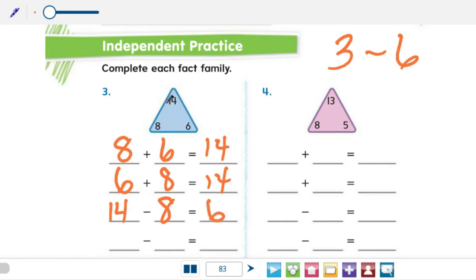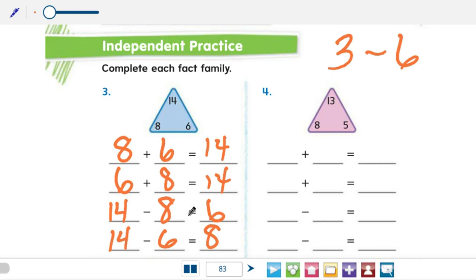For my other fact, I'm going to start with the largest number. So that's 14. I'm going to slide down the side, take the 6 right here, and then go over and use the last one that I had, which is an 8. All right. These are our four facts that we can get from this fact family. You notice that none of them are the exact same.